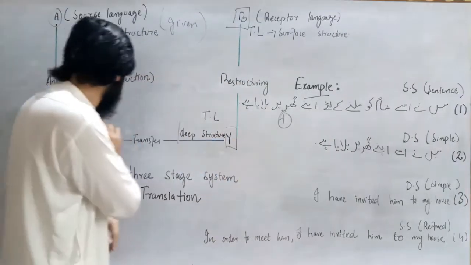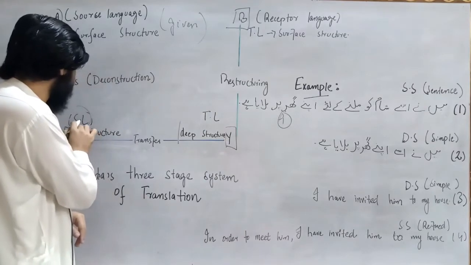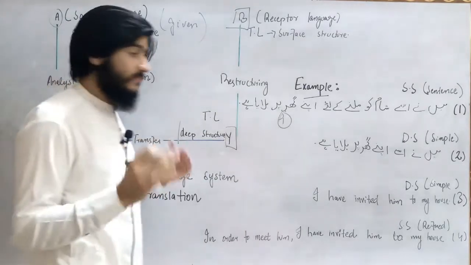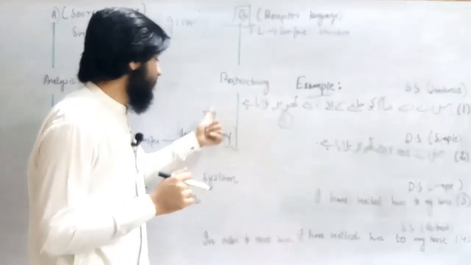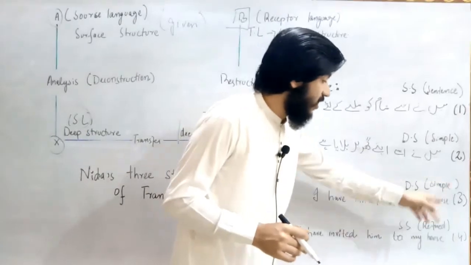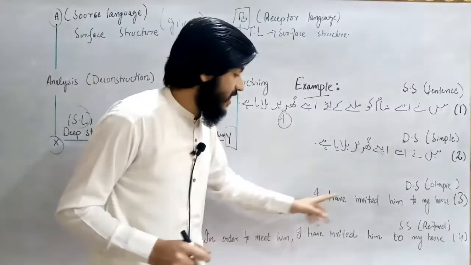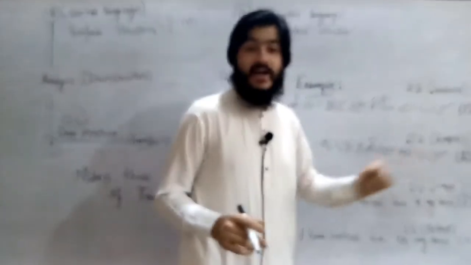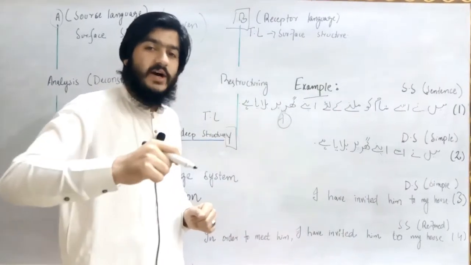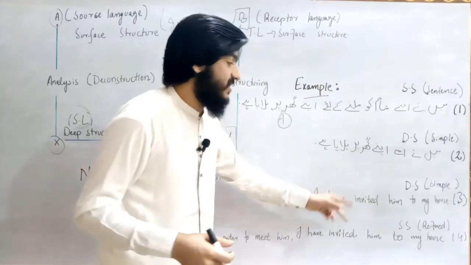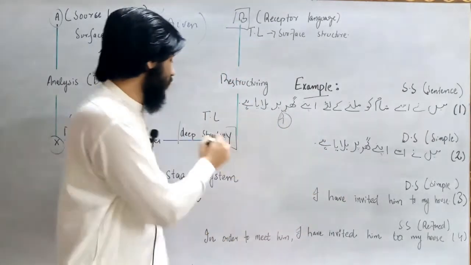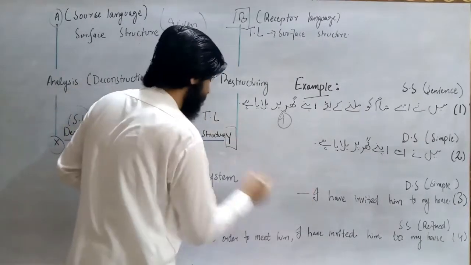Now I am going to transfer the deep structure of the source language into the deep structure of the target language. So this is the deep structure of the target language: I have invited him to my house. The main idea of inviting him to my house is conveyed in this deep structure, the simple sentence which is given here. So this is actually the TLDS.